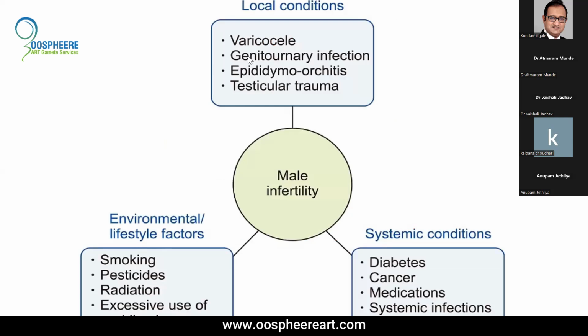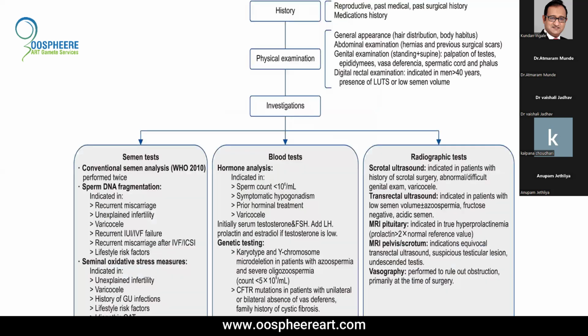Now, local conditions of male infertility can be varicocele, genitourinary infection like tuberculosis. This is very common in STDs or testicular trauma during childhood. The environmental list is very big: smoking, pesticide, radiation, excessive use of mobile, and other conditions like radiation for cancer therapy, chemotherapy, diabetes, systemic diseases.